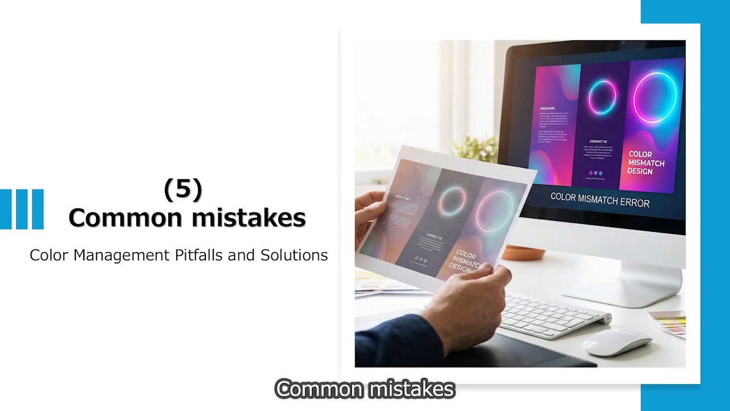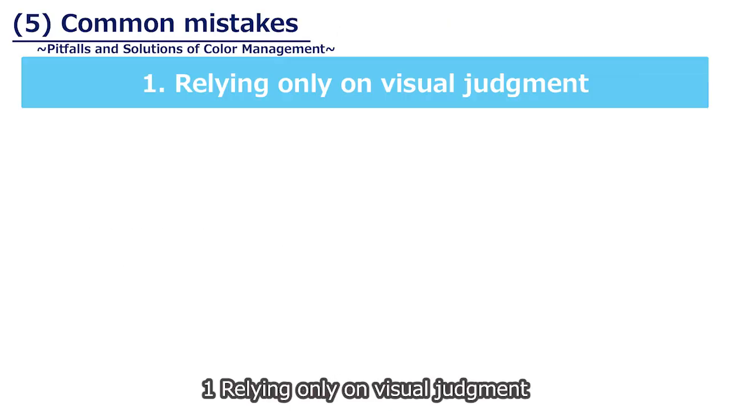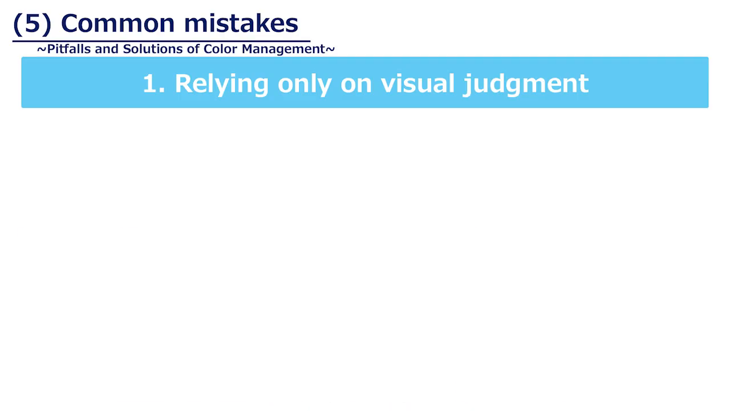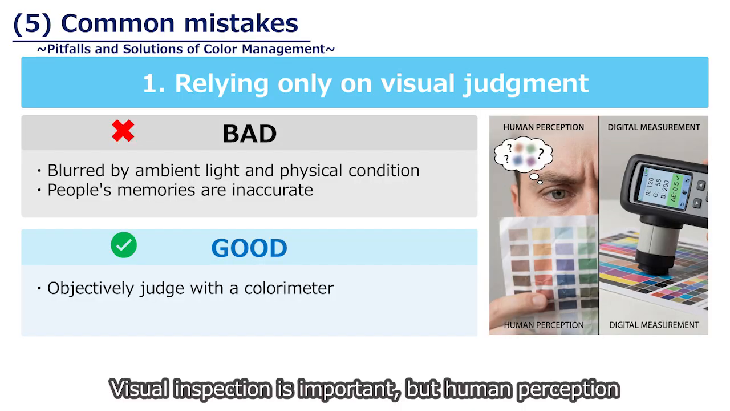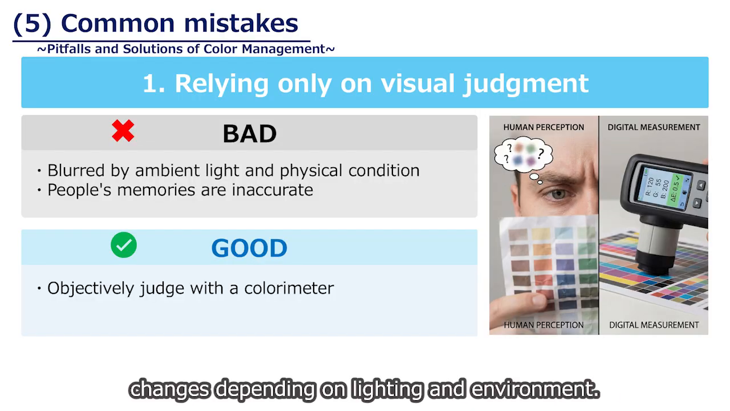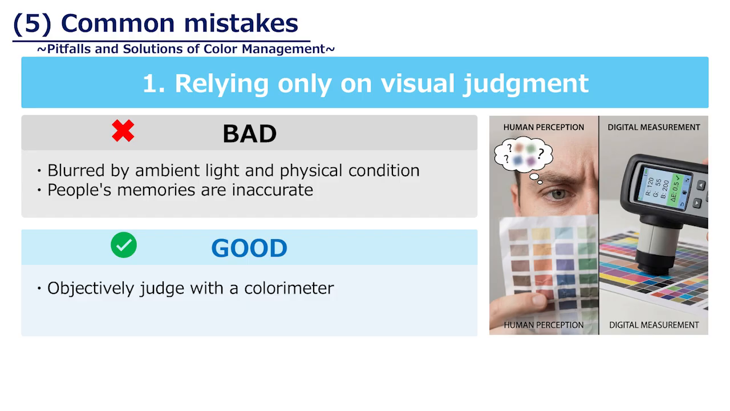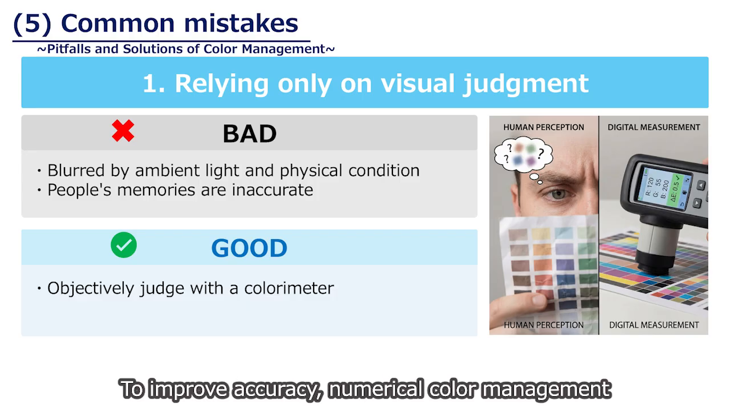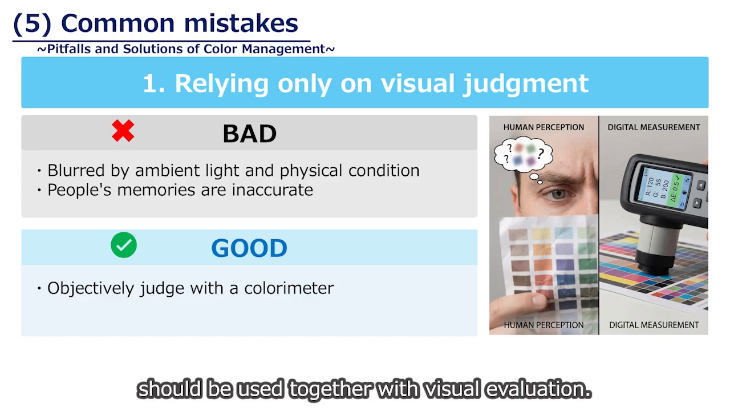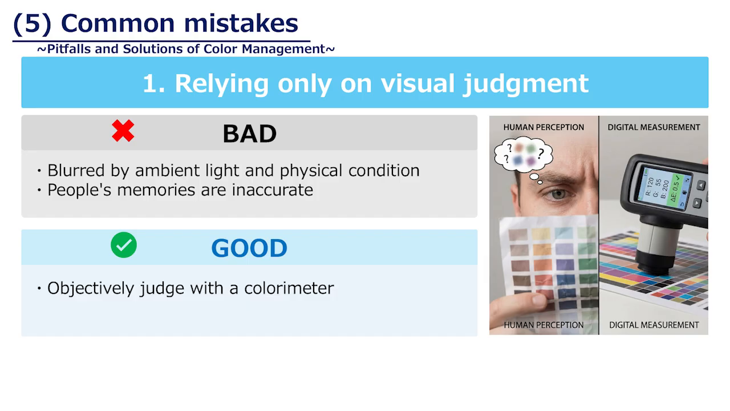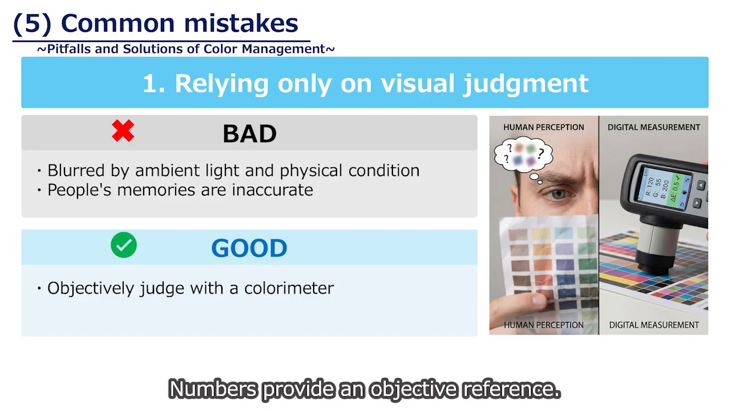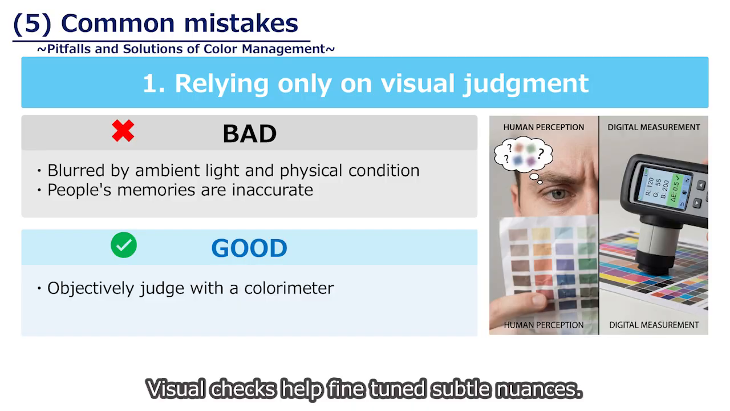Common mistakes. 1. Relying only on visual judgment. Visual inspection is important, but human perception changes depending on lighting and environment. To improve accuracy, numerical color management should be used together with visual evaluation. Numbers provide an objective reference. Visual checks help fine-tune subtle nuances.